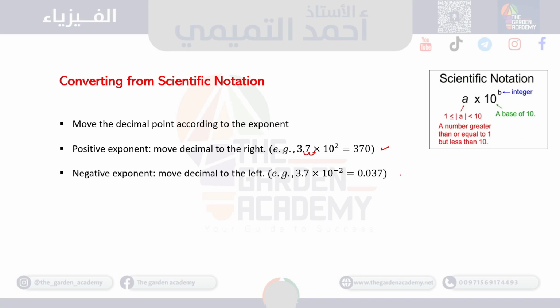What about the second one, this one? If we have 3.7 times 10 to the power negative 2, since the exponent is negative, that means we move the decimal point to the left by 2 digits. So this is 1 and this is 2. So basically now we have 0.037 and this number is equivalent to this number.